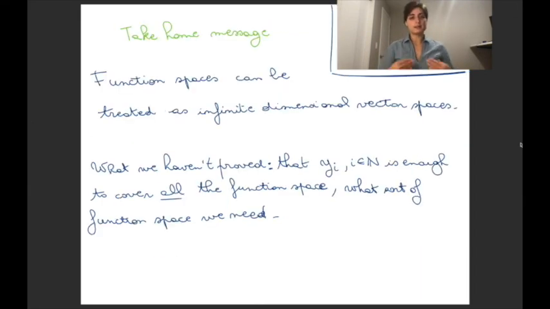The take-home message is that function spaces can be treated as infinite dimensional vector spaces. What we haven't proven, and I don't plan on proving it, is that indeed yi for i in n is enough to cover all the function space. I also haven't really talked about what sort of function space we actually need for that to work, but neither of the two topics is going to be covered.